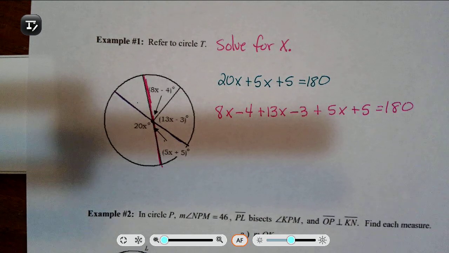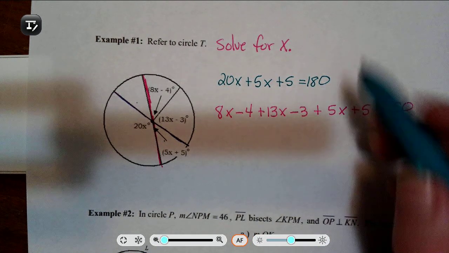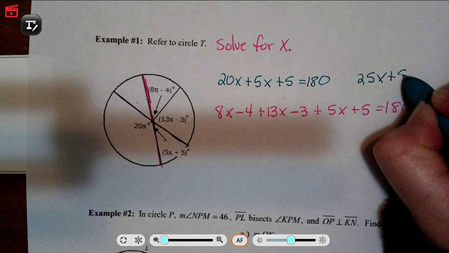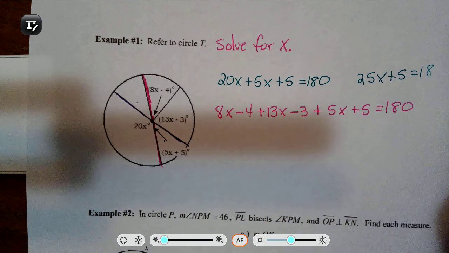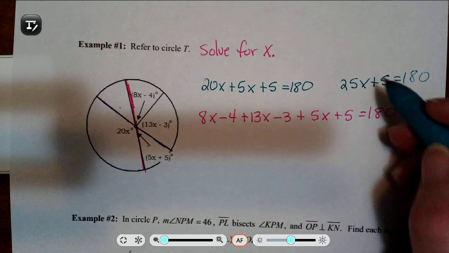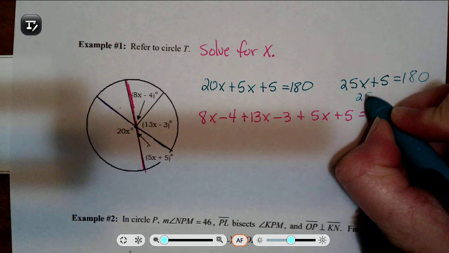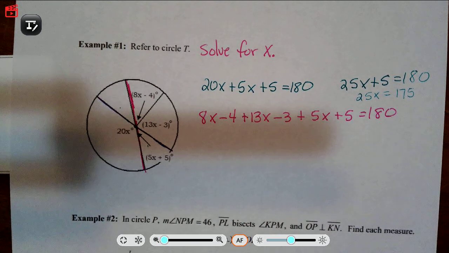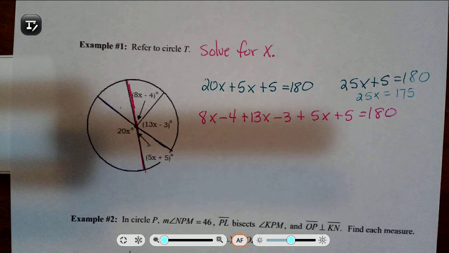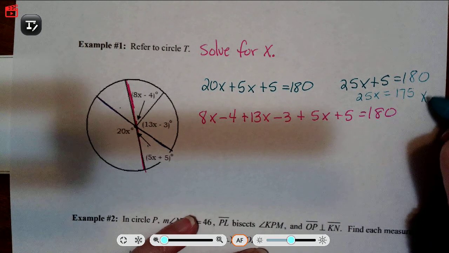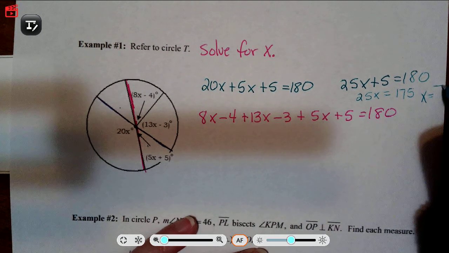Once I get this together, I would combine like terms. So this here would be 25x plus 5 equals 180. Then I would go ahead and solve. I would subtract 5 from both sides. I'm running out of room here. 25x equals 175. And then I would go ahead and divide by 25, and I'm going to find that x is equal to 7.